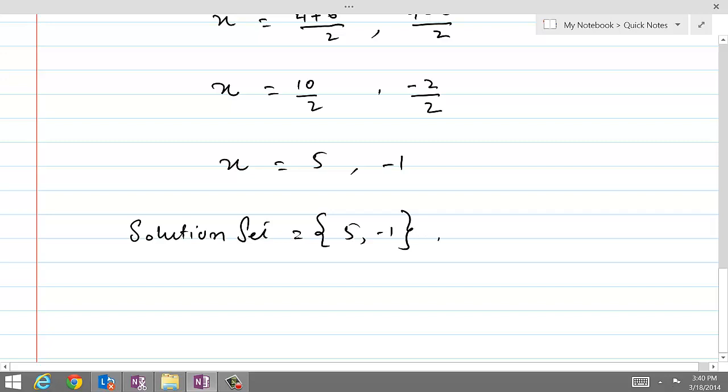A quadratic equation must always have two solutions. In fact, the degree of the equation is equal to the number of solutions. For a linear equation, there was only one solution. For a quadratic, there are always two solutions. Sometimes they might be equal, but there are always two solutions for quadratic equations.